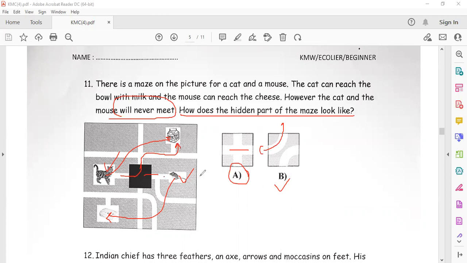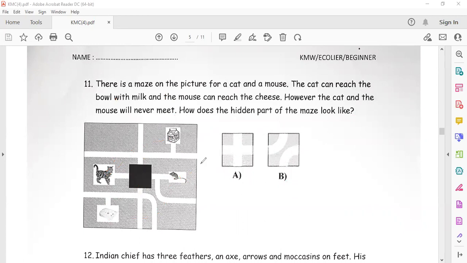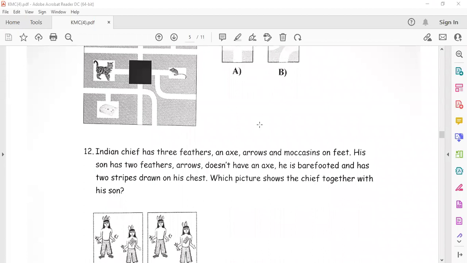And the mouse would come from here and go down, and that's where he'll come down here and go to his cheese. In this way, they don't meet. So your option is B. Imagination is what you need for some of these questions. You need to just think logically, okay? All right, let's move on, guys.